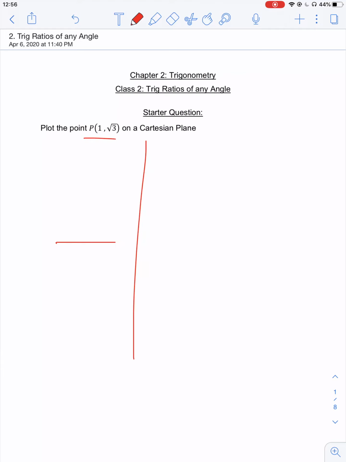So, Cartesian plane, you have x, and you have y. Now, the key thing to understand is that the first coordinate always represents your x value, and the second one is your y value, okay? Because x comes before y in the English alphabet, and the mathematicians, I guess, decided to stay consistent with that. Okay, so my x value is 1 and the y value is square root of 3.